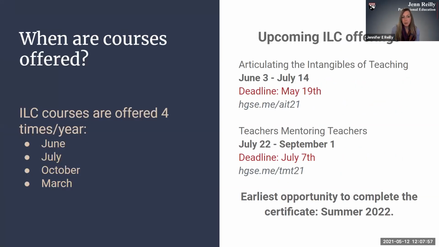Courses are offered 4 times per year. And at each of those times, every course that's available will be offered. So as I mentioned, we don't have all 4 courses built yet. They are coming, but we do have a June cohort of Articulating the Intangibles of Teaching, and then a July cohort of our teacher and mentoring teachers. In October, both of those courses will be offered again, and we'll release those dates very soon. The earliest opportunity, if you hop on right now, or if you've already taken Articulating the Intangibles of Teaching, to earn the complete certificate would be the summer of 2022.